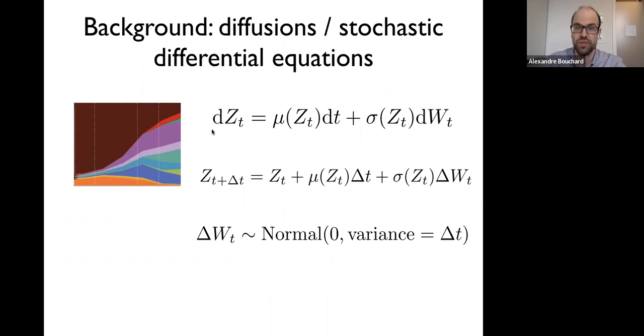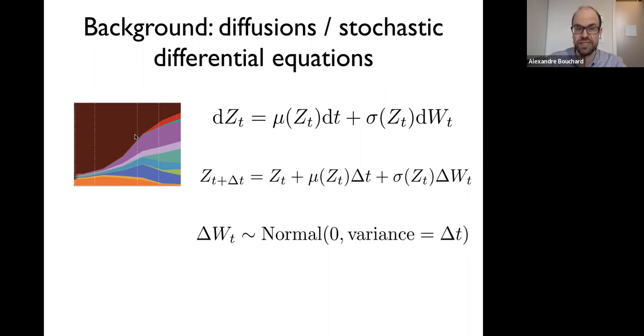I can just explain it in one slide. It's a way to describe the generation of these curves that you see on the left here. If I want to approximate the generation t plus a small time interval, I use a normal random variable that is centered at the previous Z_t.